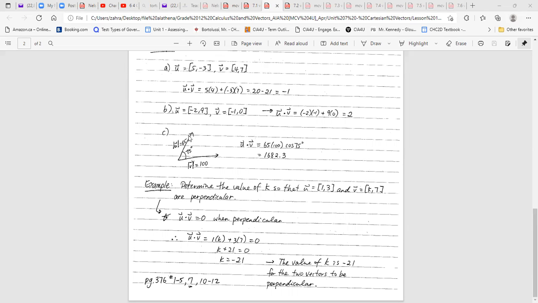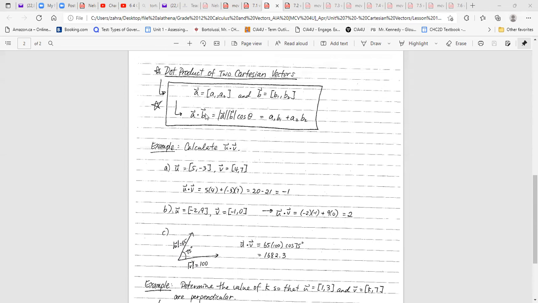If just the magnitudes of the two vectors and the angle between them are given, you just say the magnitude of the first one multiplied by the magnitude of the second one multiplied by the cosine of the angle between them. It depends on what is given. Either use this formula or that formula. Sometimes you're using both.